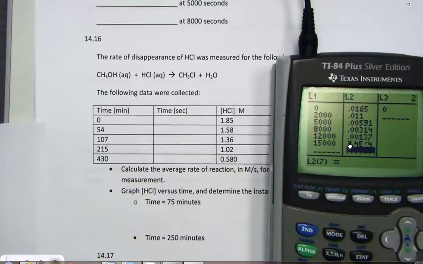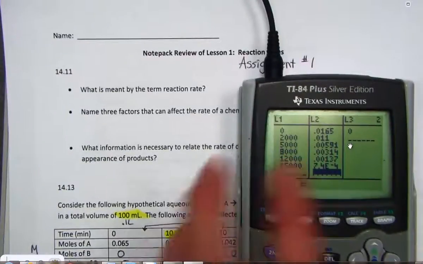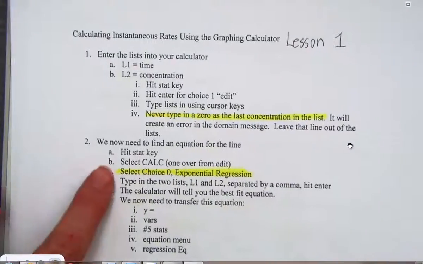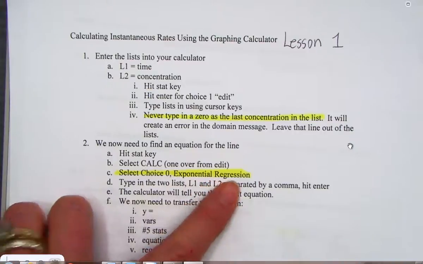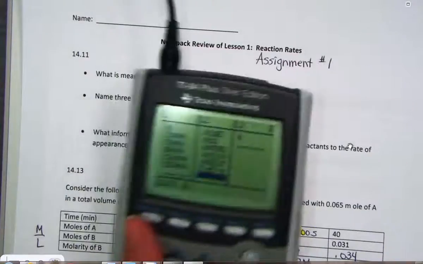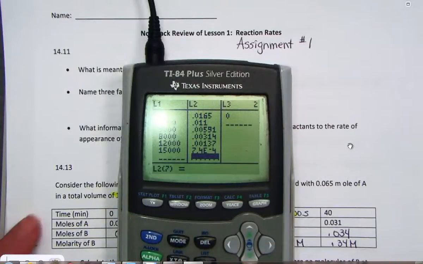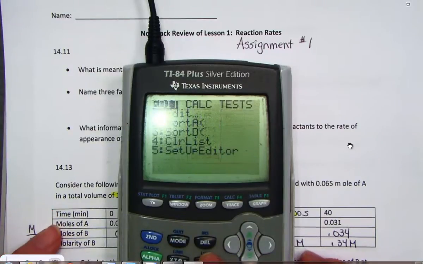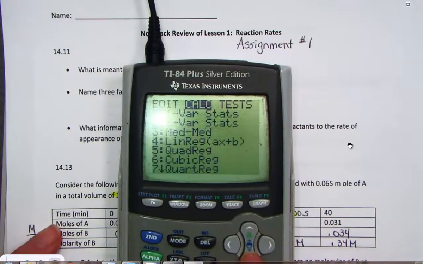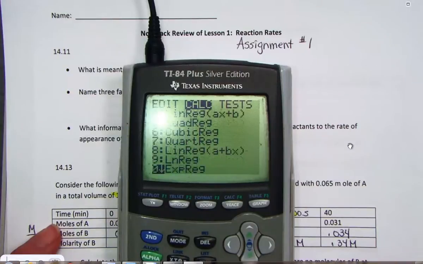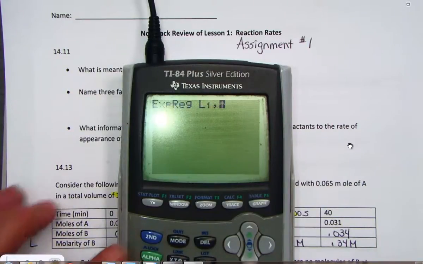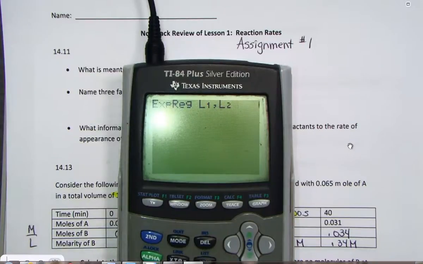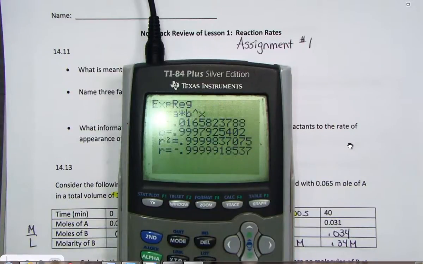We now want to know the exponential regression. So remember our test-taking tool, step 2. What we want to do is find the equation of exponential regression for these two lines. So here they are in my list. Remember how to do this? We hit Stat, Calc, and all the way down to choice 0, exponential regression. We want to do that for list 1, list 2, and hit Enter. So there's our equation, a very good correlation coefficient.